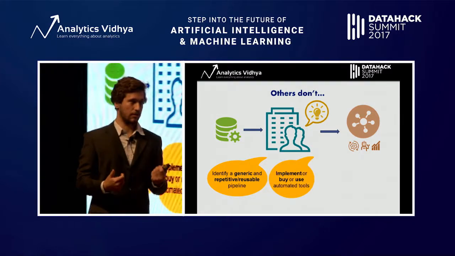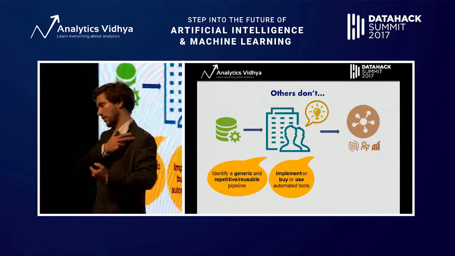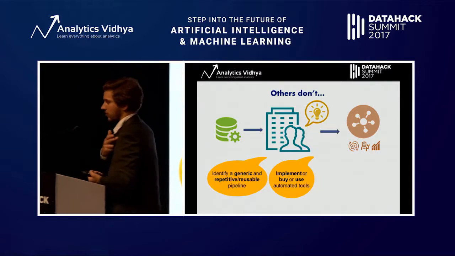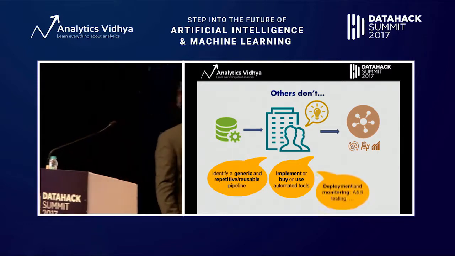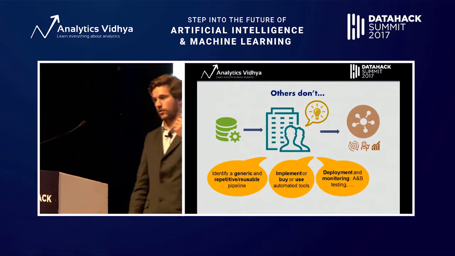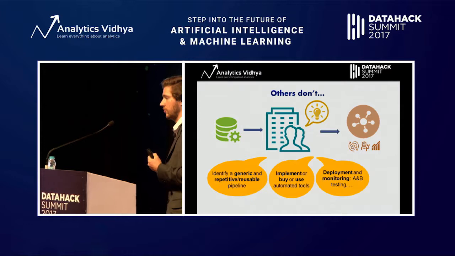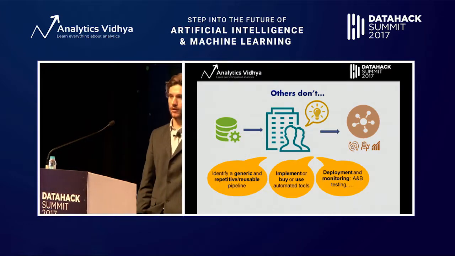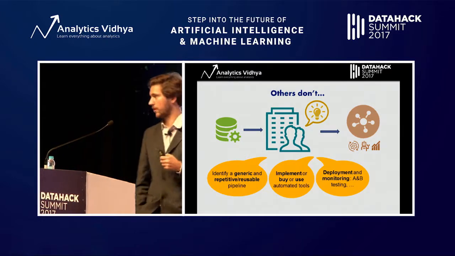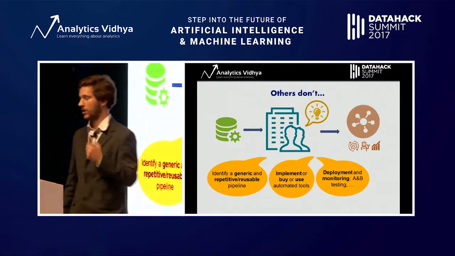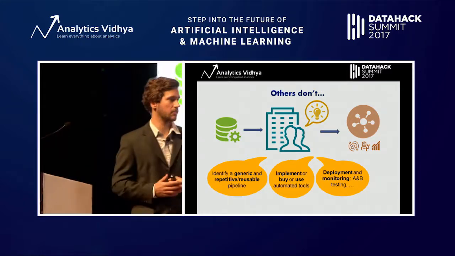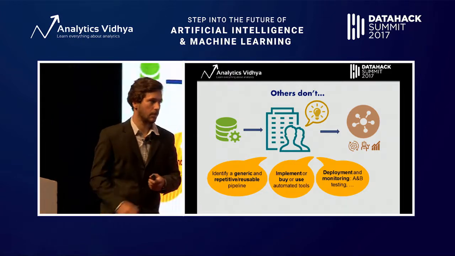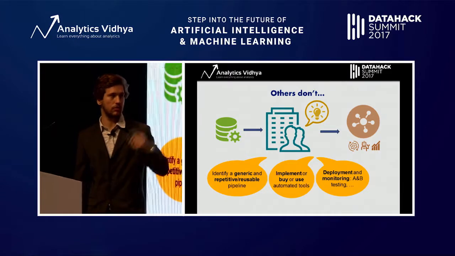The second one is, okay, I've identified my pipeline. Now I need to implement, buy, or use an automated tool. And the last one is deployment. Once I've got my automated tool, I need to deploy it. I need to monitor my parameters. I need to watch out for a moving distribution, changing data, and so on, with A/B testing and different methods. So that's the right way to do this.